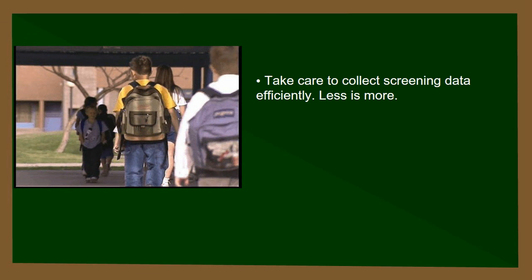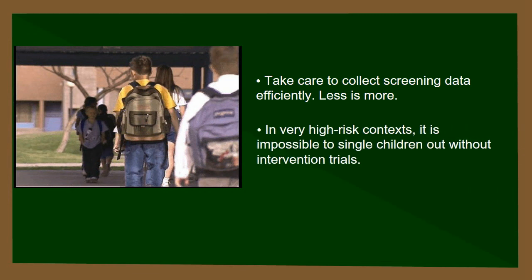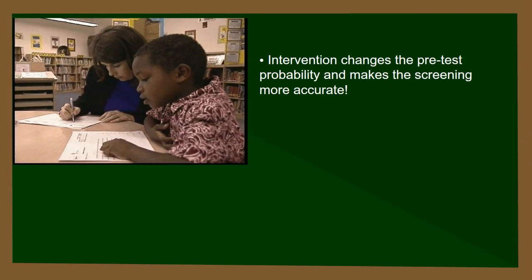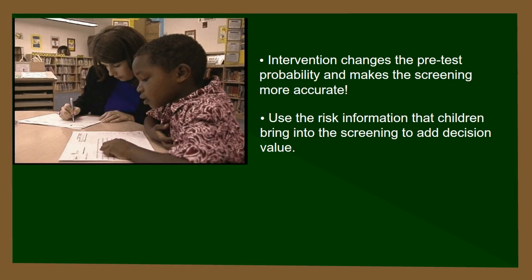Remember, in very high-risk contexts, even the Supermans of screening tests are doomed to inaccuracies. In high-risk contexts, intervention must be used to change the pretest risk before screening occurs. Let's focus on improving our methods for making decisions, accurate decisions, about the in-the-middle students.